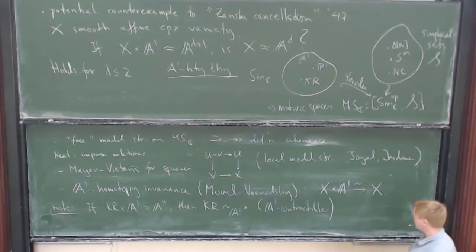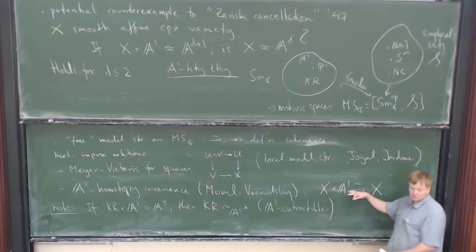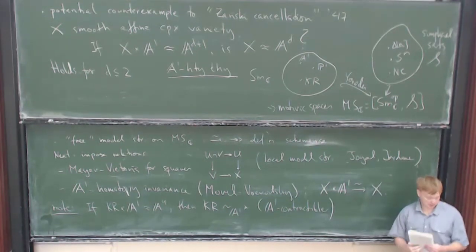So it means that the map from X down to Spec C is an A1 weak equivalence.